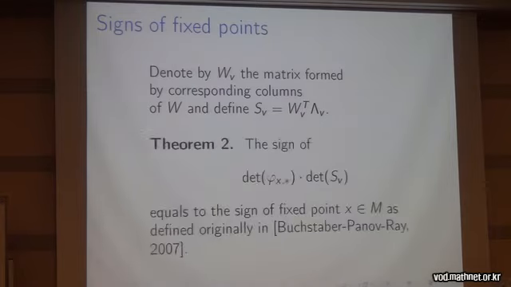And the theorem is that the sign of the product of these determinants equals the sign of the fixed point, defined as in the paper of Buchstaber, Panov, and Andrei. And the sign of fixed points is in fact a very important notion. It's always +1 for projective toric varieties. But for quasitoric manifolds, it's not necessarily +1, and it controls lots of important stuff, such as stable complex structures or cobordism classes.